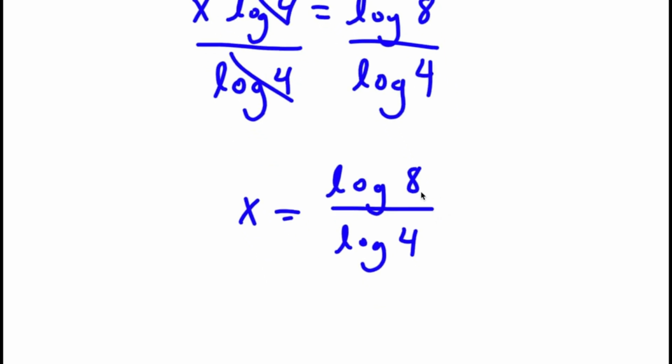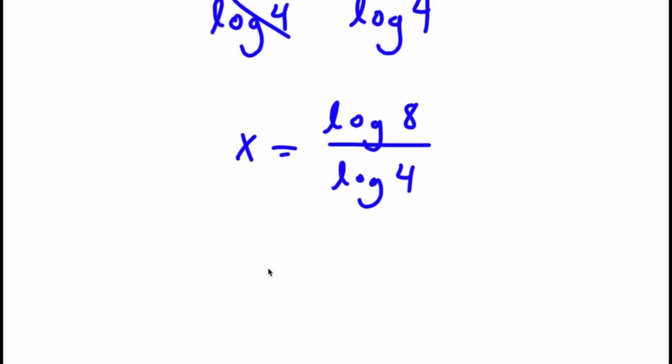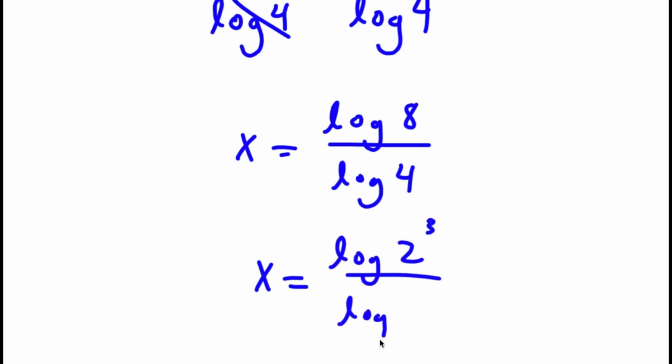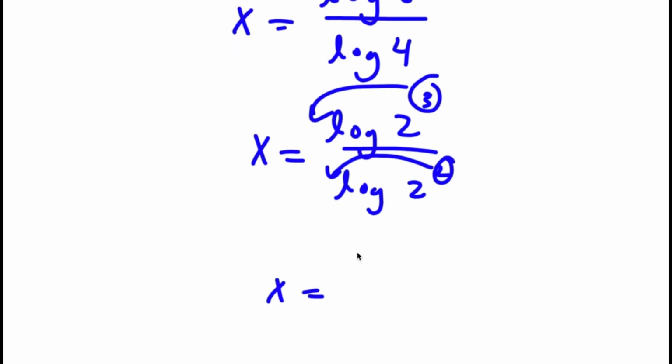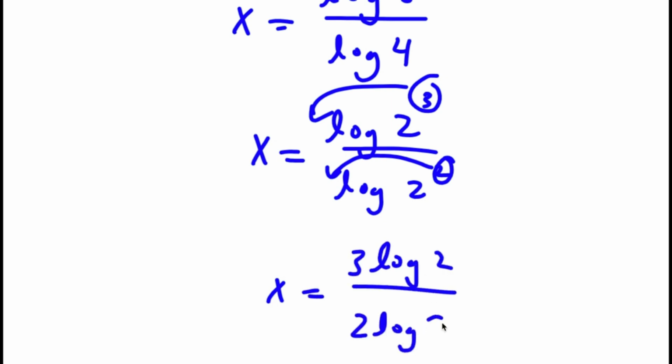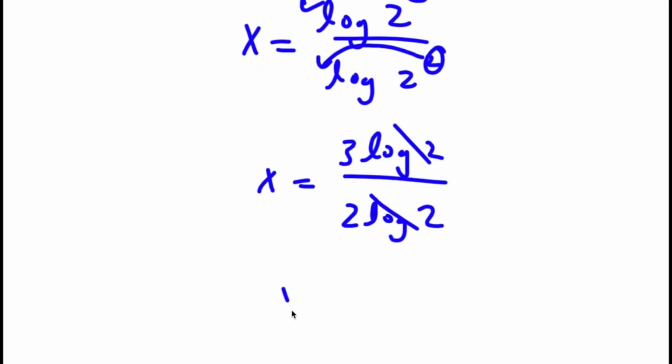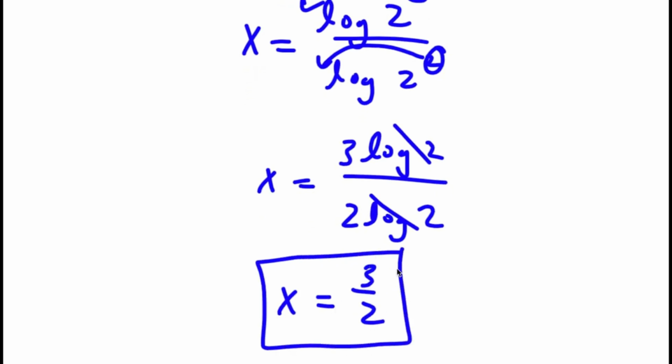Now, remember 8, that's equal to 2 to the power of 3, and 4 is equal to 2 to the power of 2. So now I have log of 2 to the power of 3 over log of 2 to the power of 2. Now I can move these exponents to the front. So now I have x is equal to 3 times log 2 over 2 times log 2. These two log 2's can cancel out, so I'll simply be left with x is equal to 3 over 2. So this is my answer.